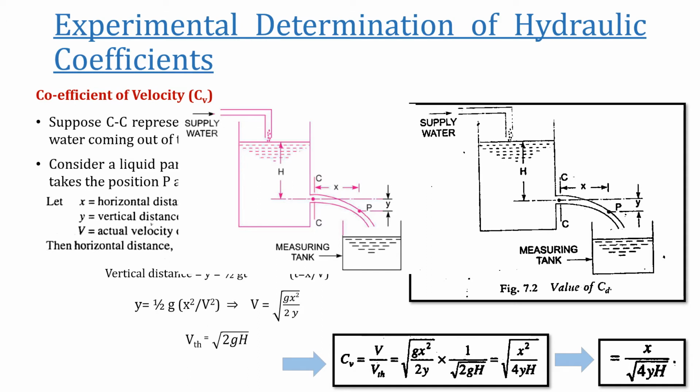Now replacing the value in C sub v, which is a ratio of actual velocity to theoretical velocity, and simplifying, we will get x over under root 4yh, where h is the head of fluid causing flow through an orifice.